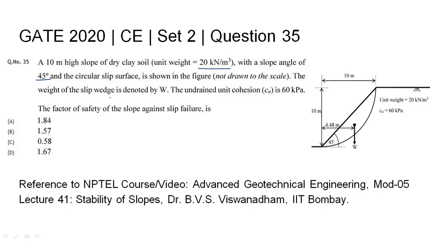The weight of the slip wedge is denoted by W. The undrained unit cohesion is 60 kilopascals. The factor of safety of the slope against slip failure needs to be found. Four options are given: 1.84, 1.57, 0.58 and 1.67. The relevant NPTEL reference has been listed.